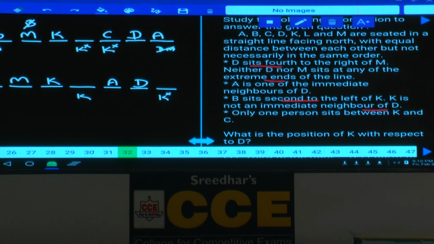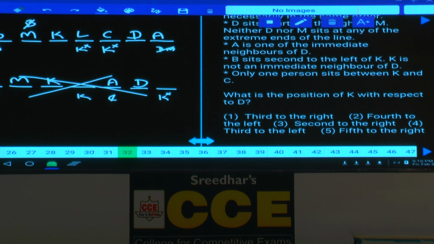And in the second case, with one person between K and C, either C can be in the place of B or in the place of A. As it is not possible, the second case is completely ruled out. Now, we are left with only the first one. Tell me who is the person left over here? A, B, C, D and K, L, M. And L is the person who is seated in between K and C.